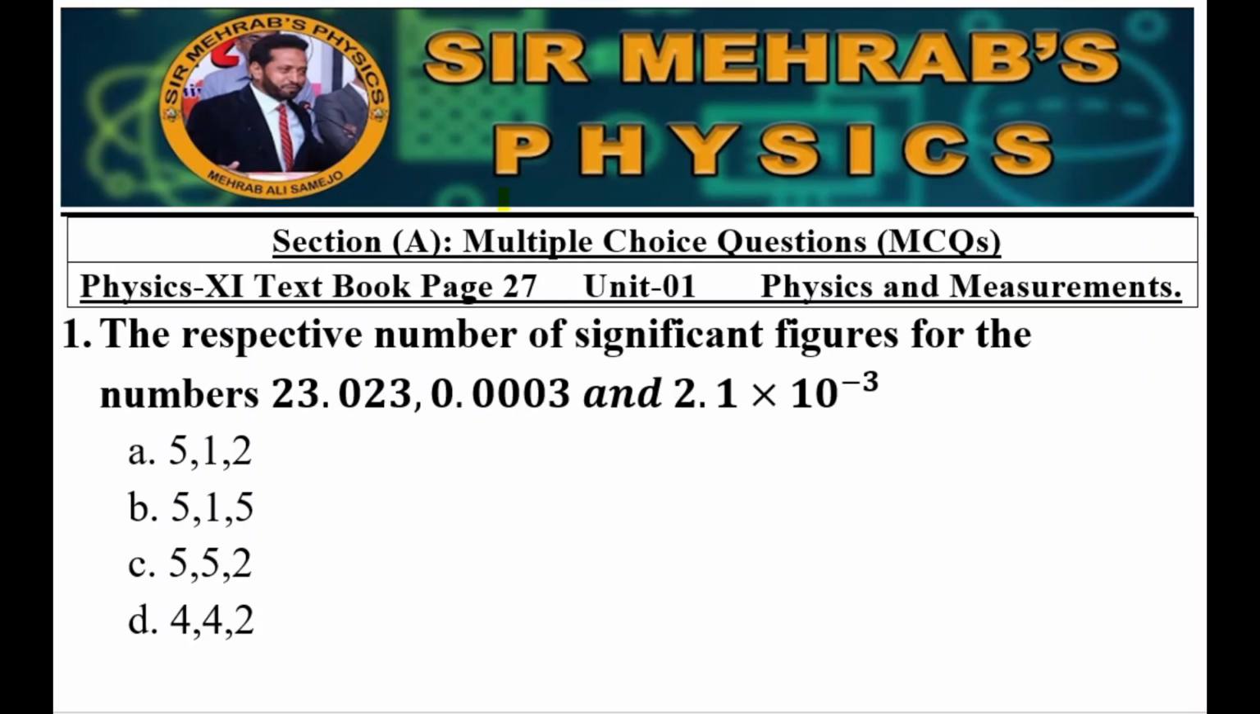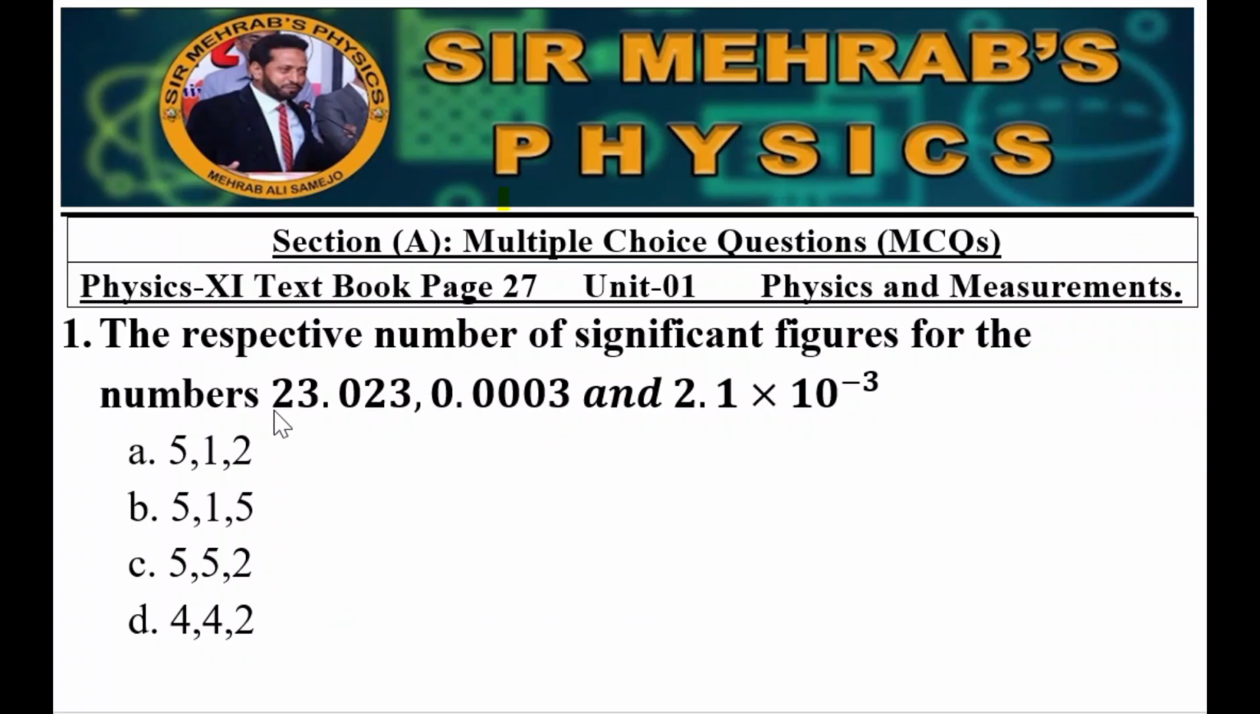The first MCQ that is given asks for the respective number of significant figures for the numbers 23.023, 0.0003 and 2.1 times 10 raised to minus 3. The four options are given: 5, 1 and 2; 5, 1 and 5; 5, 5 and 2; and 4, 4 and 2. Look at this one.